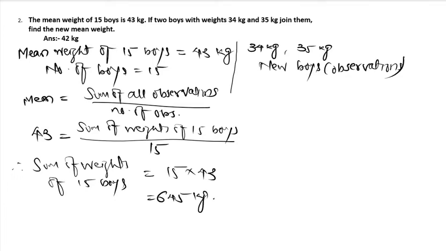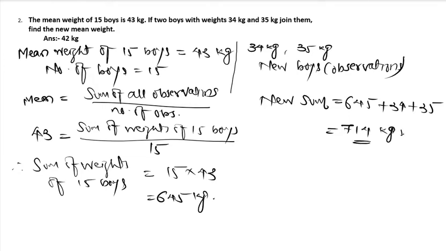645 kg. Now we know the sum of the weights of the 15 boys, and we also know that two new boys are joining them. So what will be the new sum? New sum will be 645 plus 34 plus 35. So 645 plus 34 plus 35 will be 714 kgs. Right? So this is the new sum.